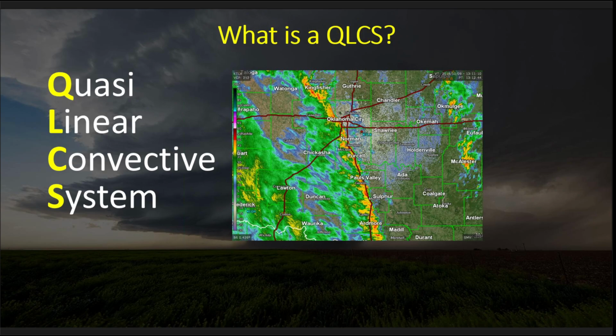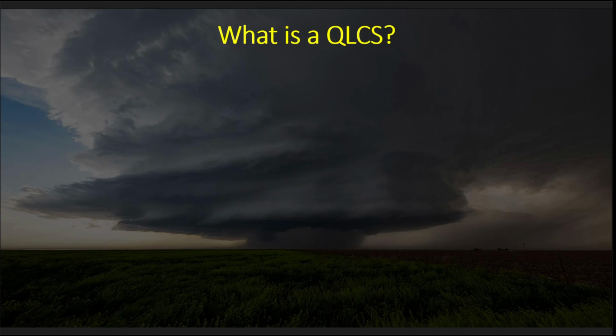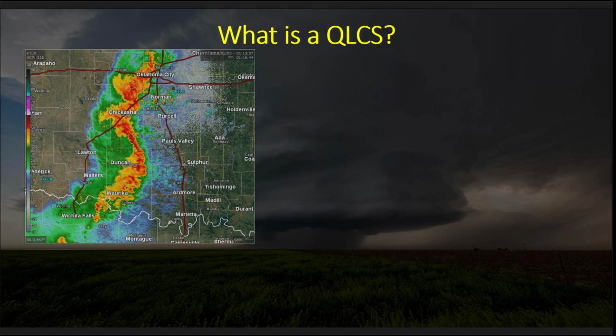One other way we get tornadoes in our part of the world is QLCS tornadoes. We discussed supercells. Another type of storm is QLCSs. So what is a QLCS? Well, this stands for quasi-linear convective system. Essentially, squall lines and bow echoes all are QLCSs. It's basically a line of thunderstorms. We've had several in our area.